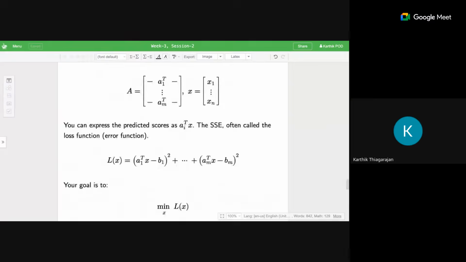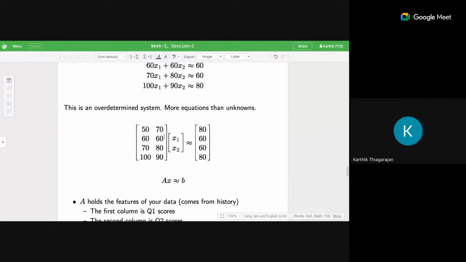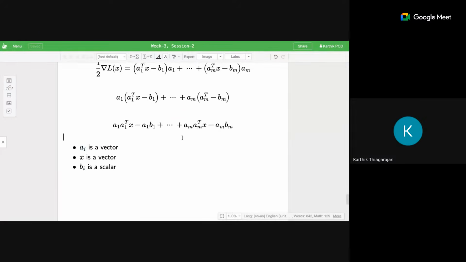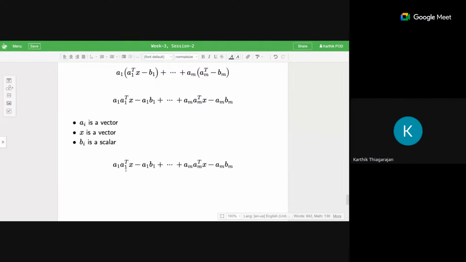One row. So a_i is what? One row, or 50, 70, 60. This is a_i. This is x. This is b1, b2, b3, b4. Okay, are you all with me so far? Yes. Okay, so what we'll do now is we will take x common.